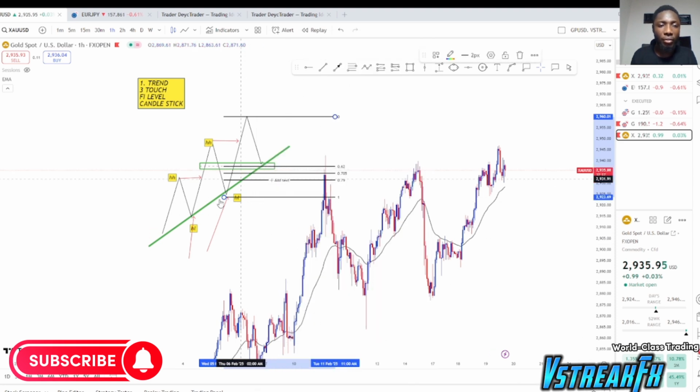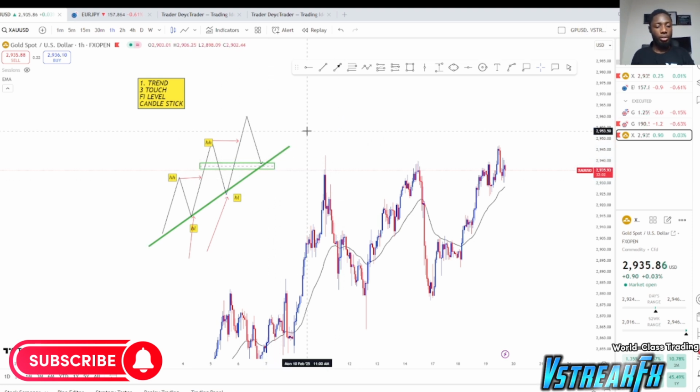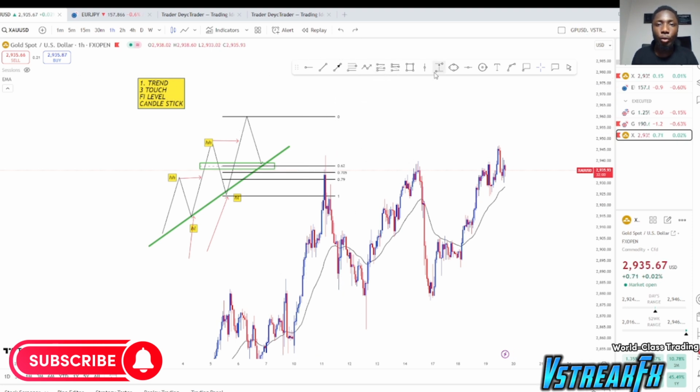So we have this fib here, 0.62, and you can see this 0.62, even with just a textbook trade, is lying at the trend line. So at this level, you're looking forward to see any of these reversal candlestick patterns like the bullish engulfing, the morning star, the hanging man with the momentum candle, and you're looking forward to buy.